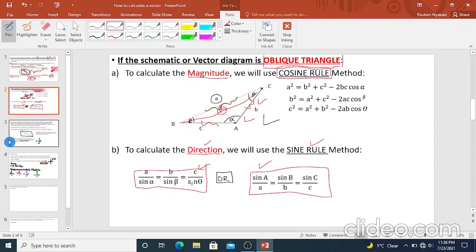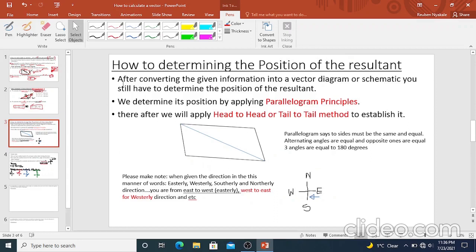After you have converted the given information into a vector diagram or schematic, you still have to determine the position of the resultant. You don't assume it, like I said, just because you have this component and this component, and then start applying Pythagoras. No. You always work out the position of the resultant.